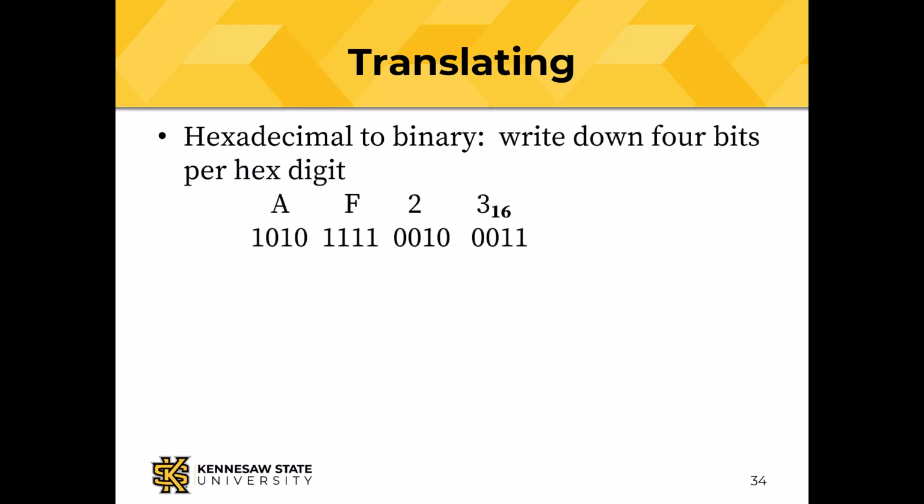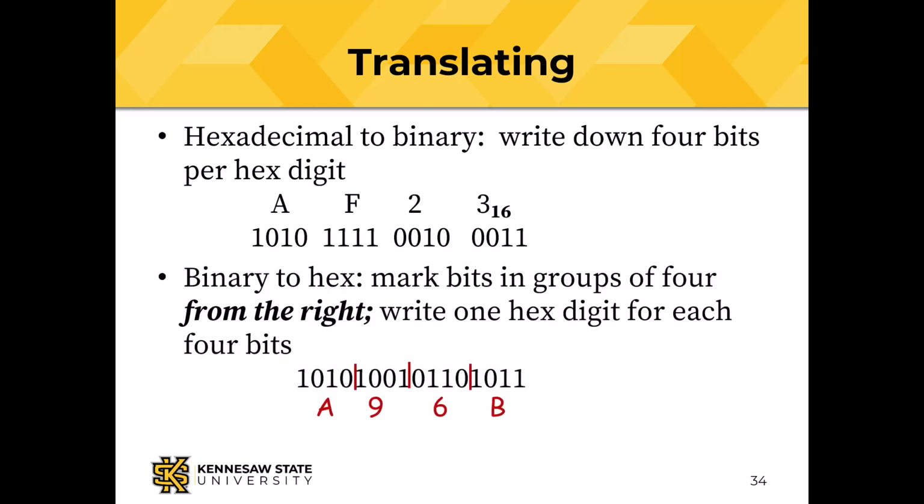So let's do one. Here is hexadecimal to binary. I have a hex AF23, base 16. That 3 is a binary 3, 0011. 2 is a binary 2, 0010. F is a binary 15, 1111. A is a binary 1010, which is equivalent to the decimal 10.